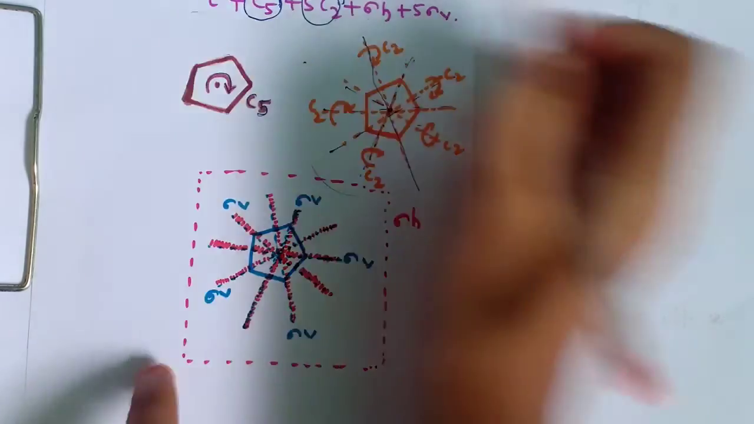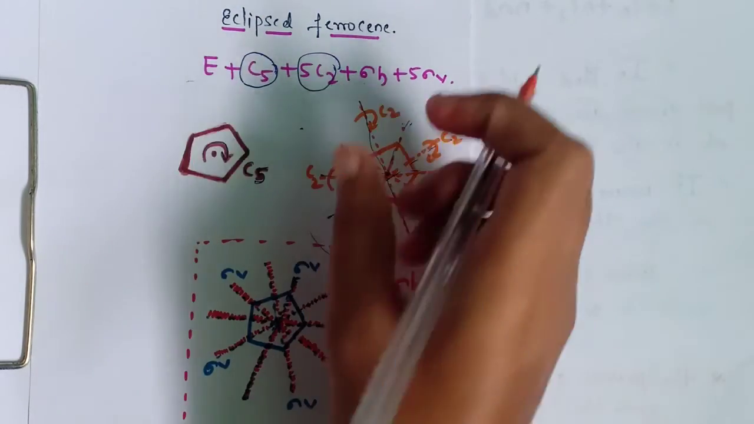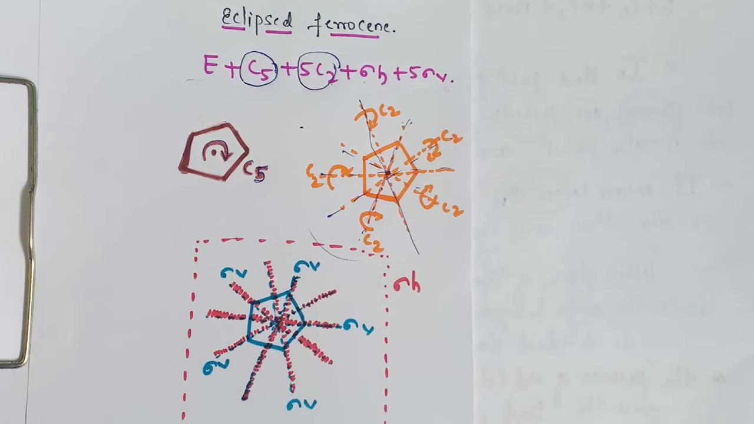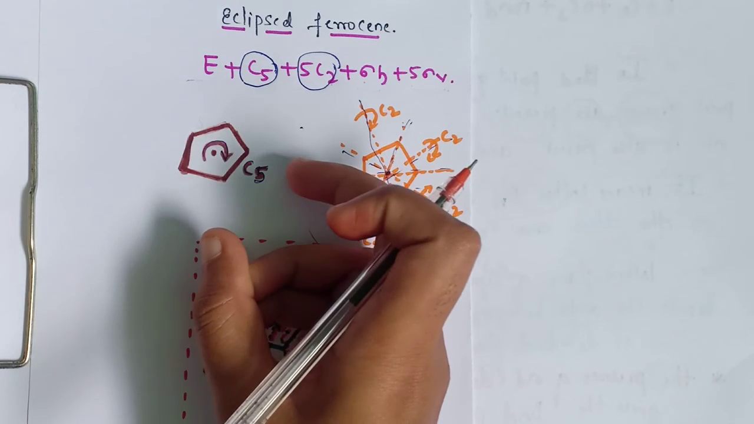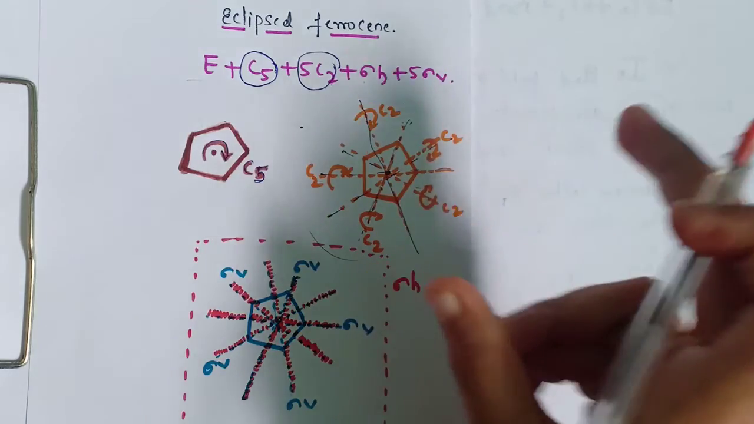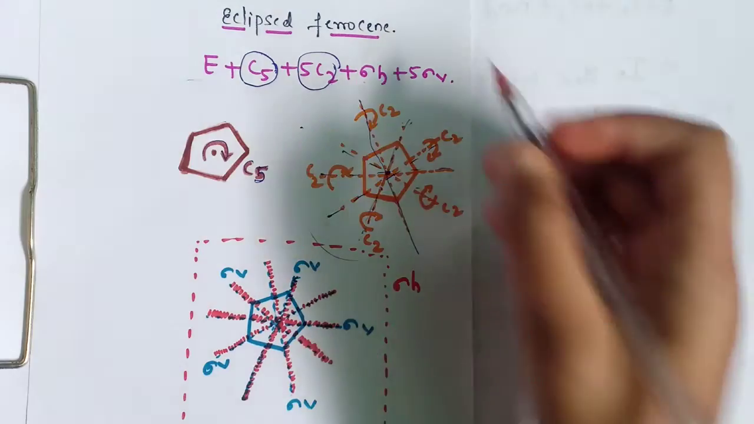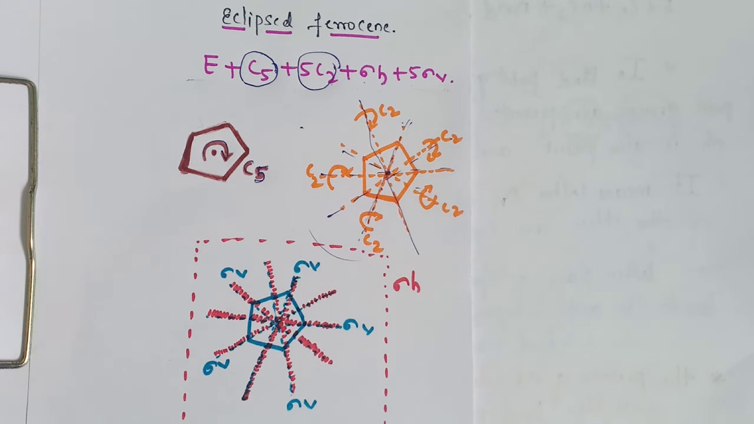Now we have found the identity, C5 and 5 C2 in this eclipsed ferrocene. There is a C5, a 5-fold axis of symmetry, and this is 5 C2, that is a 2-fold axis of symmetry, in this eclipsed ferrocene. Now coming to the 5 sigma V, what is a vertical plane of symmetry? It is parallel to the principal axis and bisects the molecule into two equal halves. The two equal halves must be mirror images of each other.